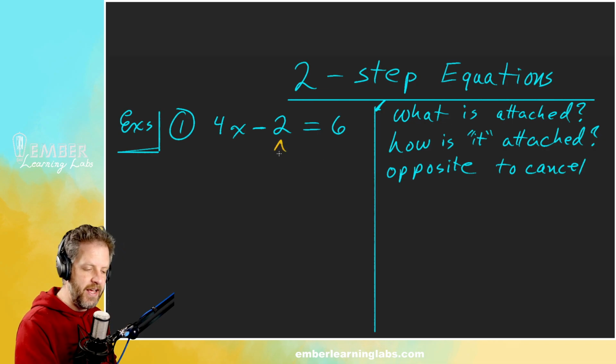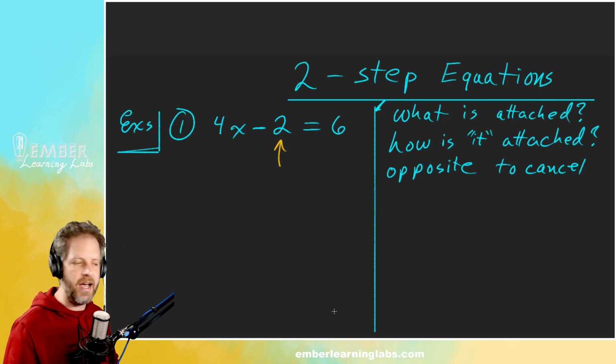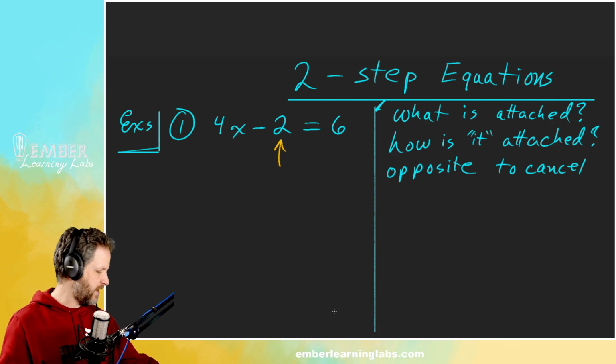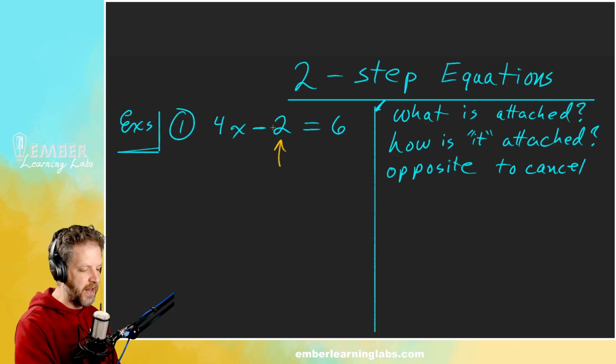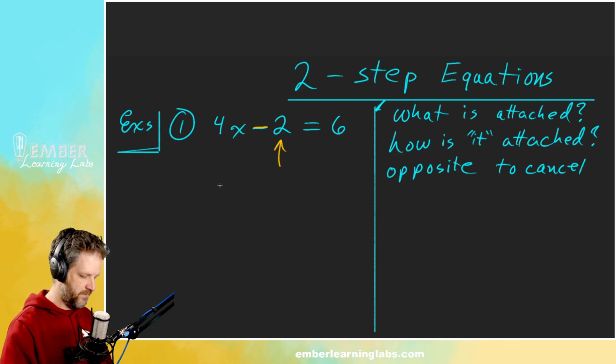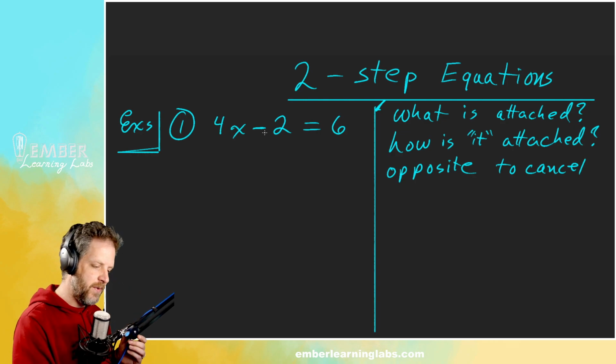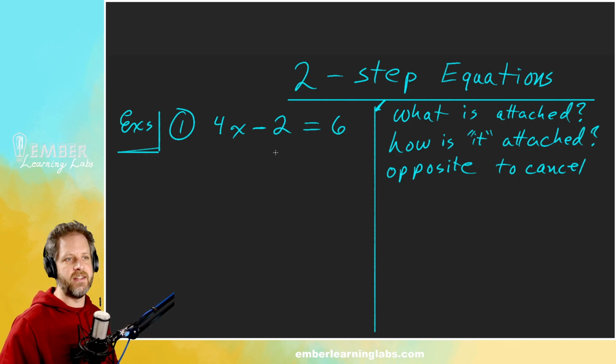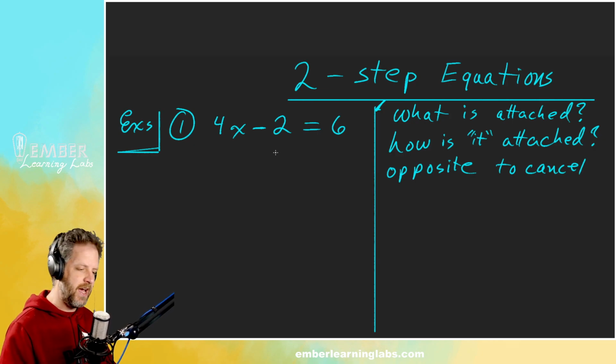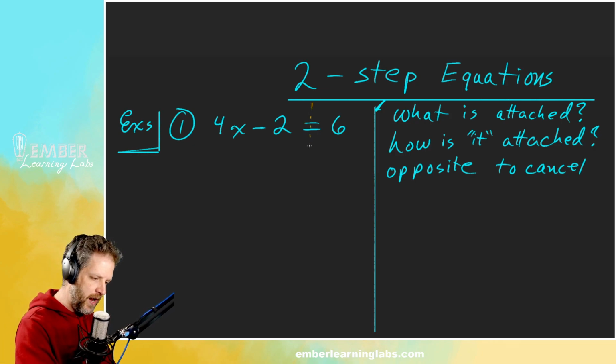This guy, is it added or is it subtracted? Is it multiplied, divided? How is that? No, this 2 isn't divided. How is it attached to that x there? Looks like subtracted to me. Oh, I thought that was a negative. Well, it's both, right? Because adding a negative is the same as subtraction, right? And so what's the opposite of subtracting? Adding. So we're going to add 2 to both sides as our first step.